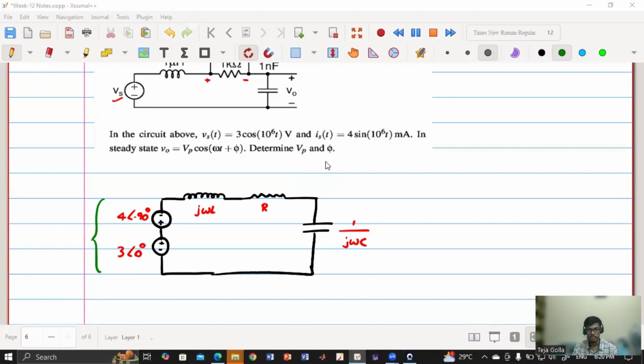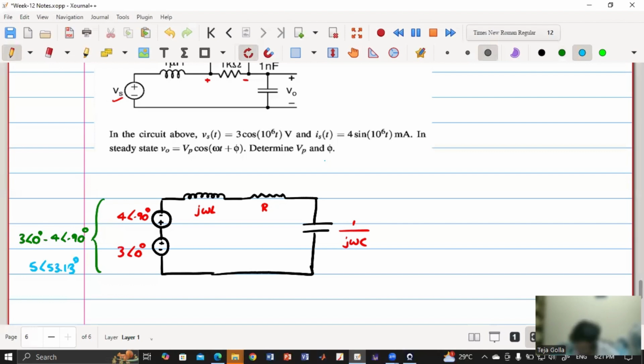Okay, so what will be the expression for this? 3 angle 0 minus 4 angle minus 90, which is what you have told, but I need the R angle theta form of this. 5 angle 53.13 degrees. I hope it is correct. Others, please check and let me know.